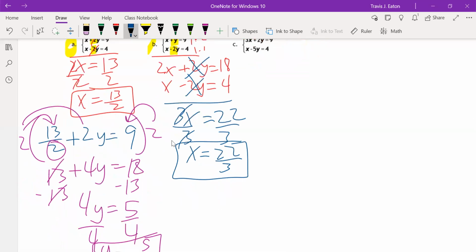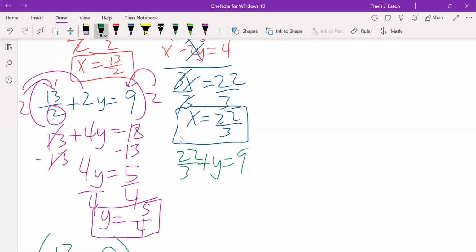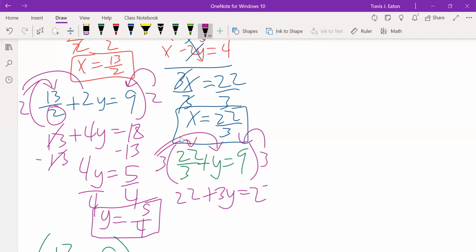Now, I can take that x and substitute it back into my original equation. X plus y equals 9. 22 thirds plus y equals 9. And solve for y. And remember, I can multiply everything in this equation by the denominator that's in my fraction, so I can get rid of that fraction. 3 times 22 thirds is 22. 3 times y is 3y. And 3 times 9 is 27.